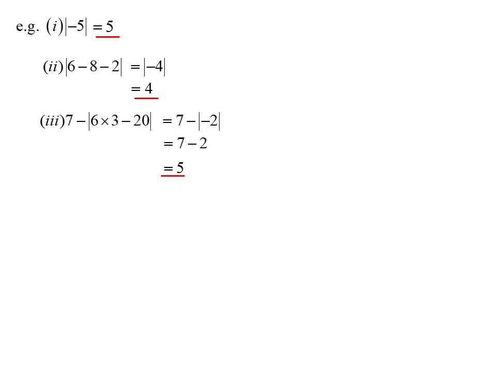Alright, well, absolute value of negative 5, so we're really saying, I just want the size of it, it's 5. You do the calculation inside there, 6 minus 8 minus 2, which is negative 4, that's 4. The absolute value symbols are grouping symbols, just like parentheses and brackets and braces. So the rules still apply. You do what's inside the brackets, the parentheses, the grouping symbol, you always do that first. So 6 times 3 minus 20, negative 2, 7 minus 2, we get 5. Again, as I say, they're grouping symbols.